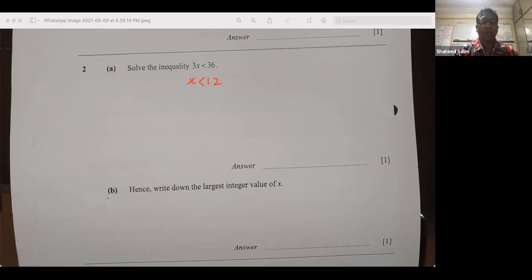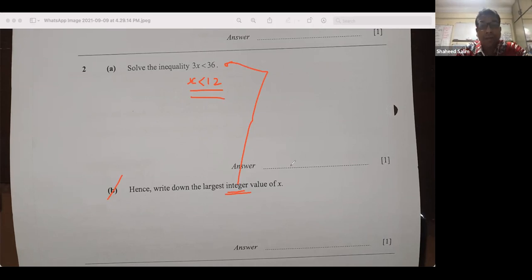So what's the biggest integer? Shafi, do you know what an integer is? Whole number. What's the biggest whole number for this inequality? Ryan, this is the answer for the first one. Akila, well done. What is the largest integer? Come on, anyone, send your answer now.